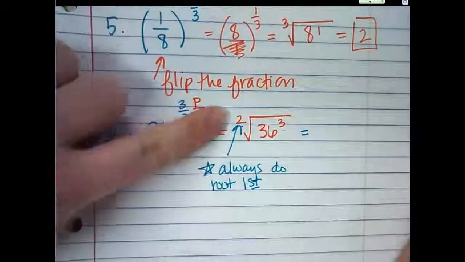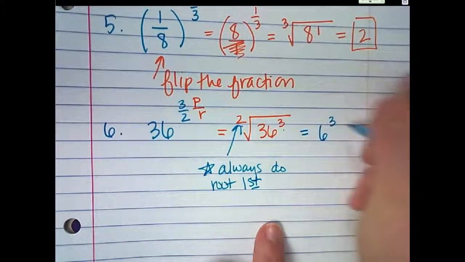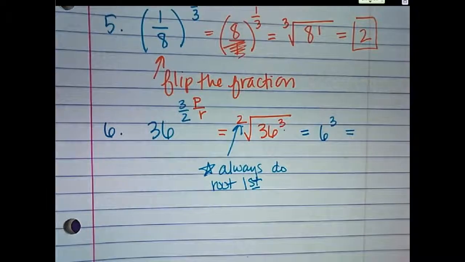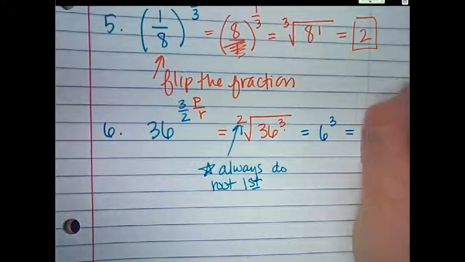So if I take the square root of 36, I get 6 to the 3rd. And what is 6 to the 3rd? It's over there. 216.